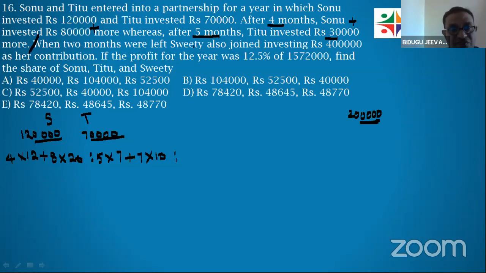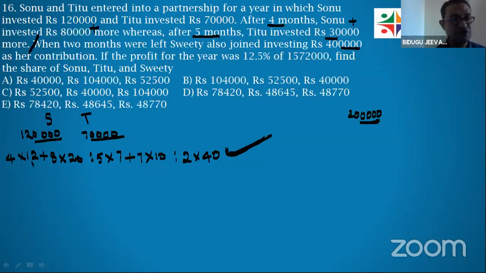When 2 months were left, Sweetie also joined, investing 4 lakhs. Only 2 months are there. That means she invested 4 lakh rupees only for 2 months. I'll write 2 into 4 lakhs. I remove 4 zeros and write 40. I hope you understood. We spent valuable time to write this ratio. Once the ratio is given, it's easy to calculate. Let me go fast.